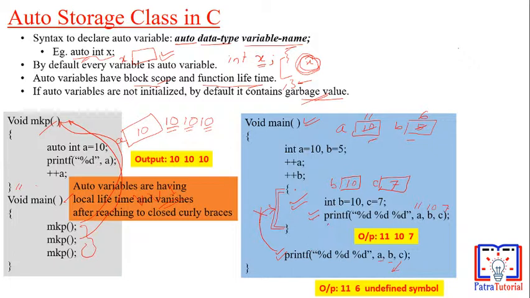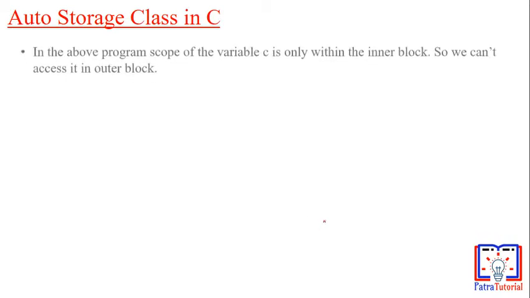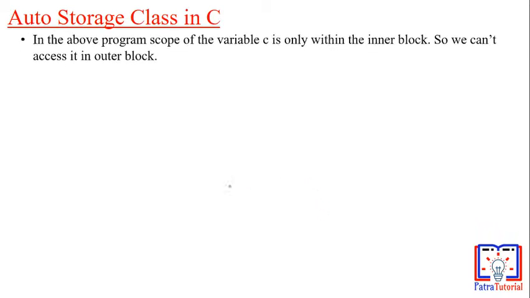So the summary of this discussion is that the variable c, since it is present inside this block, we cannot access outside. On the right, you can note down this first point: in the above program, the scope of the variable c is only within the inner block, so we cannot access it in the outer block.